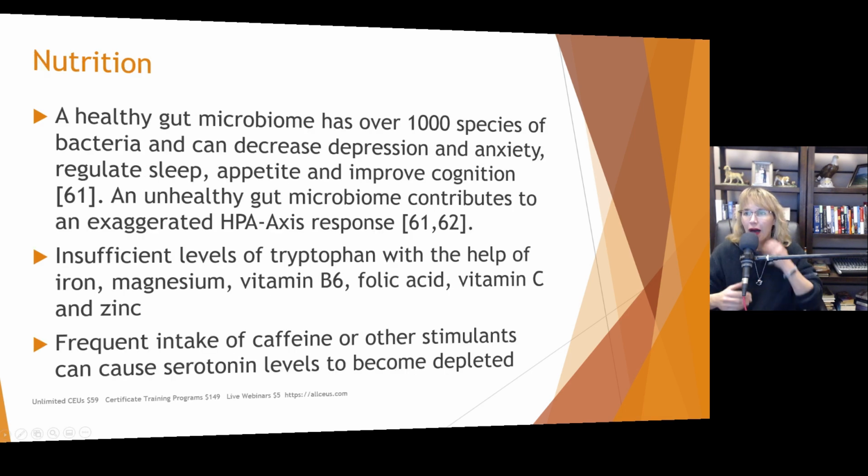A healthy gut microbiome has over 1,000 species of bacteria and can decrease depression, anxiety, regulate sleep, appetite, and improve cognition. An unhealthy gut microbiome contributes to an exaggerated HPA-Axis response. A healthy diet will make sure that people have sufficient levels of tryptophan, iron, magnesium, B6, folic acid, vitamin C, and zinc.